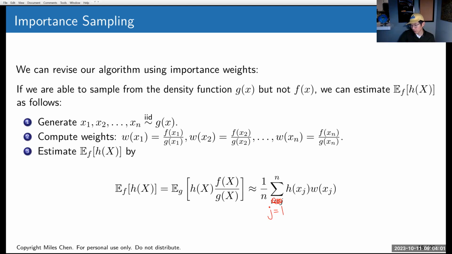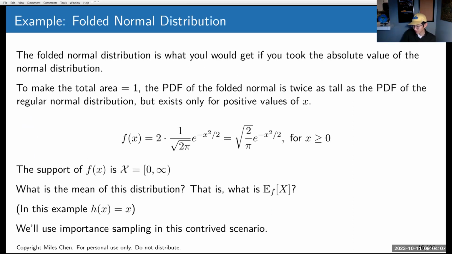All right. So let's just try another example, and I'll probably end up finishing a little bit early. Let's say we have something called the folded normal distribution. This is basically what you get if you have a normal distribution and then you take the absolute value. So you generate values from a normal distribution, but you take the absolute value. What is the mean if you generate values from the normal distribution and you take the absolute value?